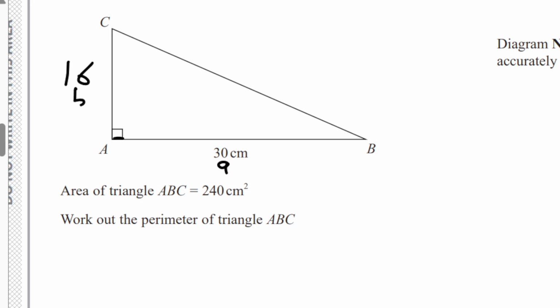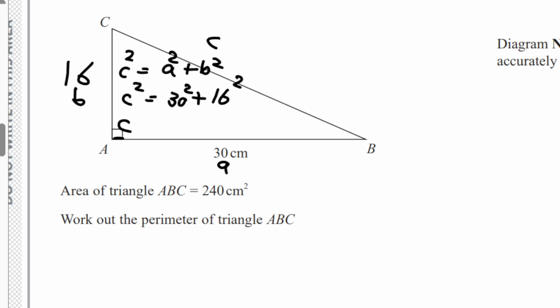A, B, C. So C squared is equal to A squared plus B squared. So C squared is equal to 30 squared plus 16 squared. That means C is equal to the square root of 30 squared plus 16 squared. It's calculator allowed. So plug this in your calculator and you get C equal 34.